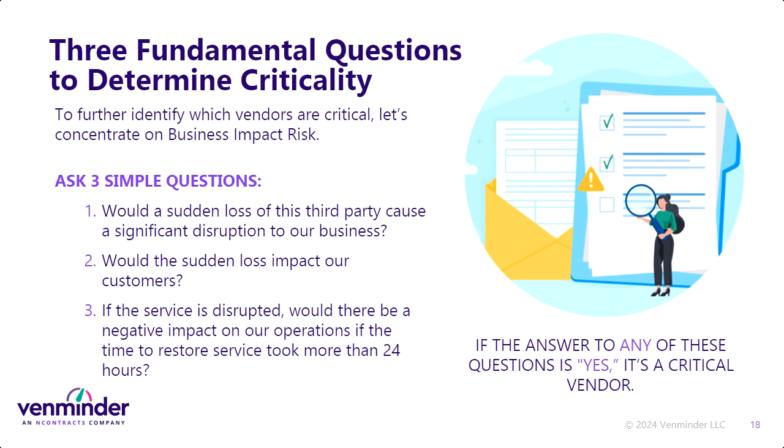Now, this question is a little more complex, but should be easier to answer the more you ask it. So think about one of your vendors that you consider critical. If you lost access to that vendor's product or service for more than 24 hours, think about whether that would genuinely cause a negative impact to your operations. If not, maybe that vendor isn't really critical. In general, answering yes to one or more of these questions means that your vendor is critical.